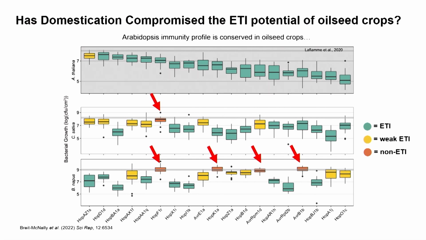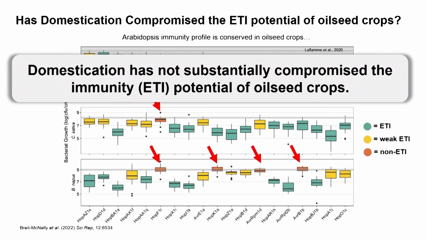But overall, the majority of immune responses were retained from Arabidopsis to false flax to canola, meaning that in this case, domestication has not substantially compromised the immunity potential of these crop plants.